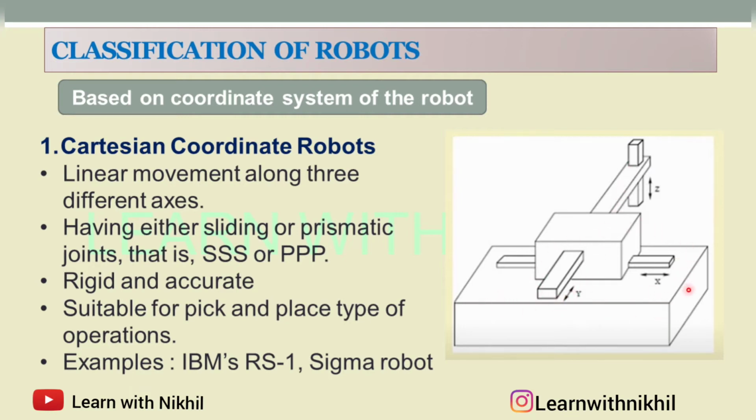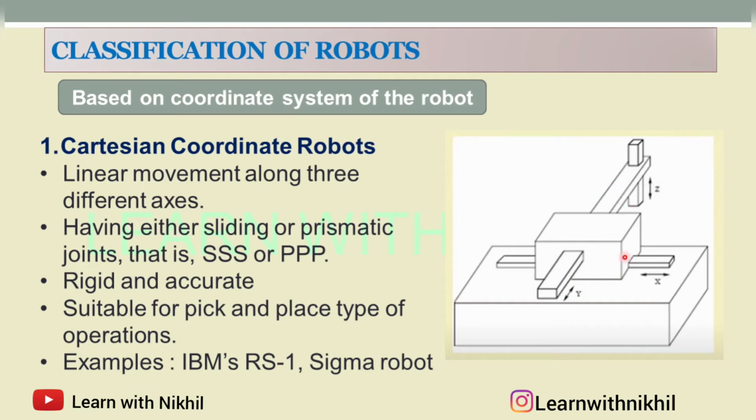It has a base which is fixed, and it has 3 positions. Here you can see you have X direction, Y direction, and Z direction. So this Cartesian robot moves like this in X direction, like this in Y direction, and up and down in Z direction. So 3 directions it can move. And all the directions are linear types of joints. There is no rotary joint.